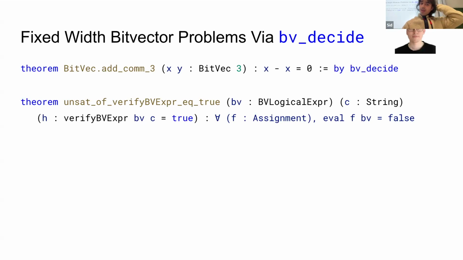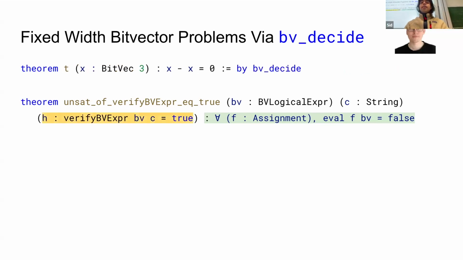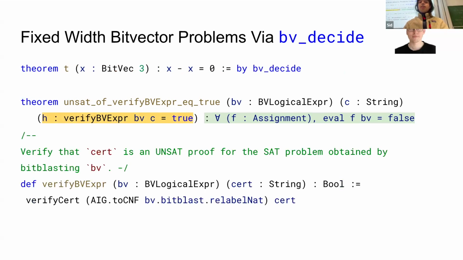But what does it mean when we say it's checked by Lean? The thing we're actually trying to show is that for all variable assignments of this expression, when we evaluate it, we get false. But the way it's checked is by running a concrete function called verify_bv_expr, and checking that it returns true. It's a proof by reflection: the propositional thing we want to show can be proven by running this program and checking that it outputs true.